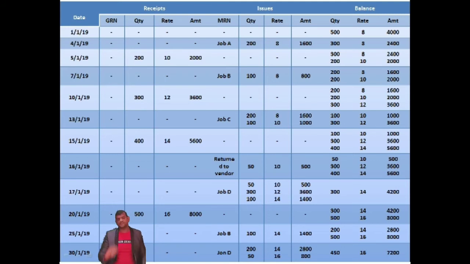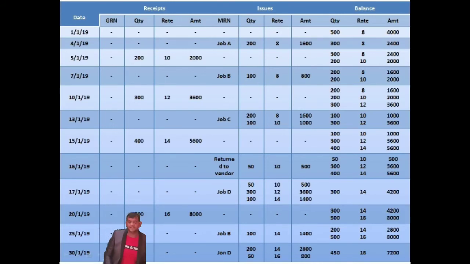So if all the first three are cleared, the left out is, out of 400 units I have issued 100 units over here, so the balance is 300 units at rupees 14 per unit. So that is 300 into 14, which comes to 4200 rupees. So next move on to the 20th January 2019.